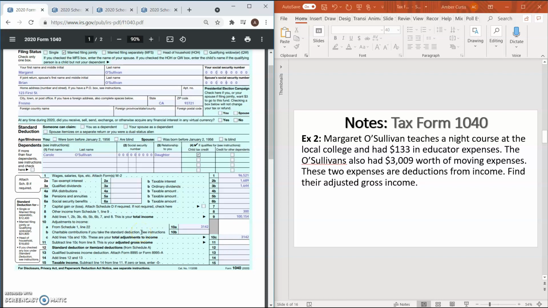Now on line 11, we're subtracting 10C from 9. So we're going to take the $100,154, their income, and subtract the $3,142. And we can see that their adjusted gross income is $97,012.